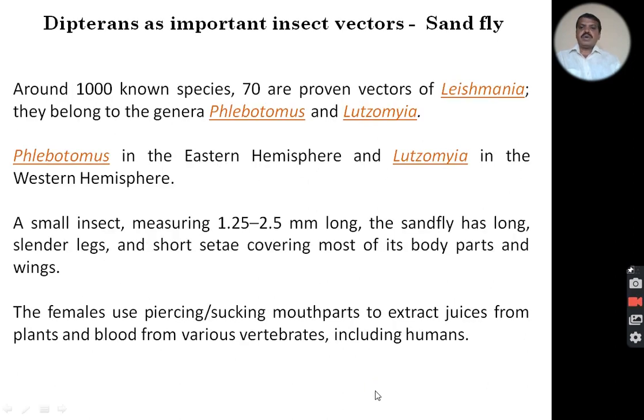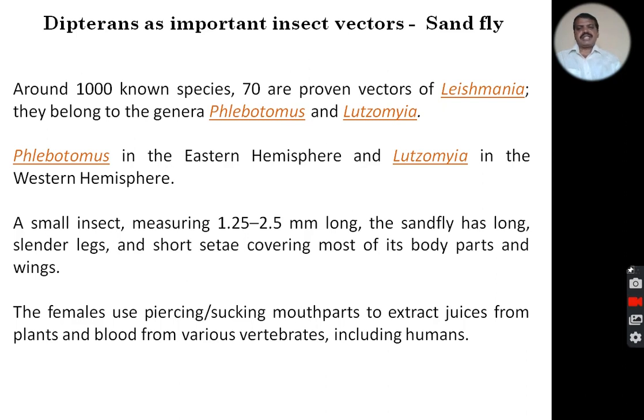Around 1000 known species are usually categorized. 70 species are proven vectors of Leishmania. They cause leishmaniasis. The majority of them belong to the genera Phlebotomus and Lutzomyia. Phlebotomus is in the eastern hemisphere and Lutzomyia is present in the western hemisphere.